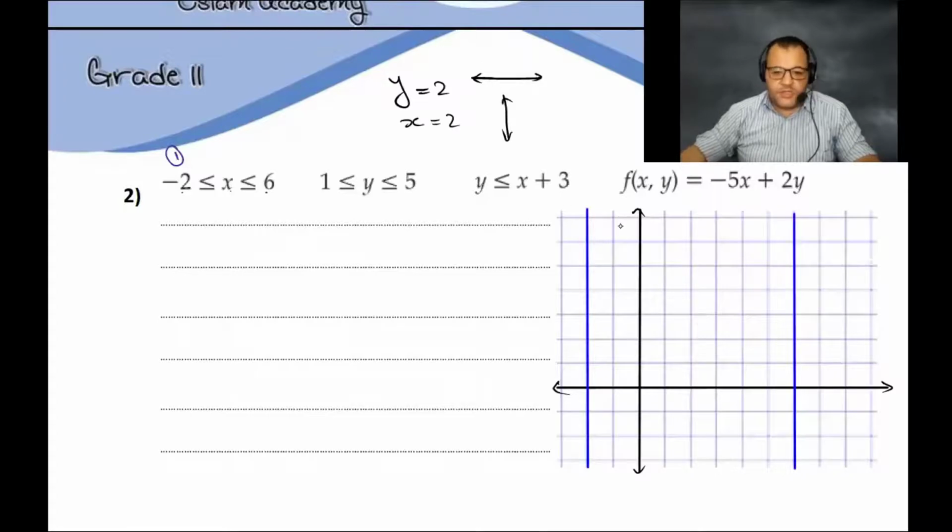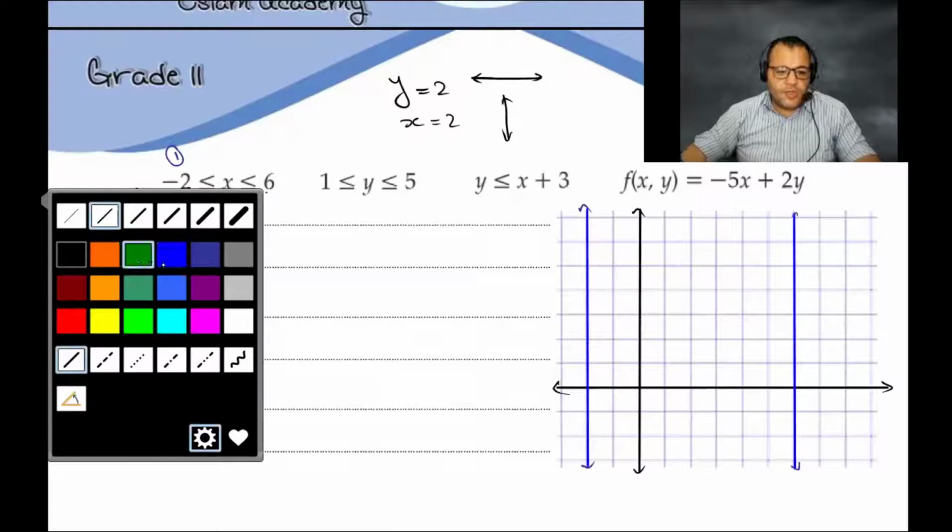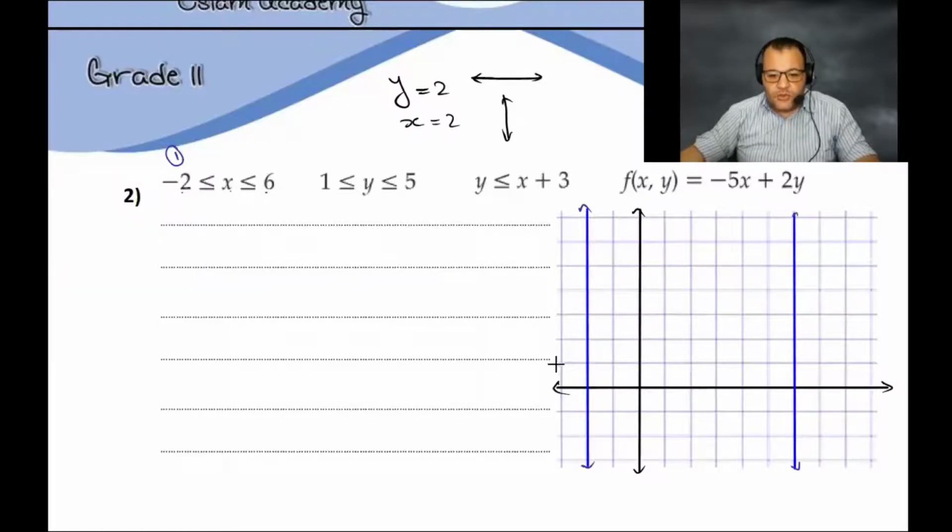Any problem for the first inequality? When I say x equals, it must be a vertical line. But when I say y equals, it must be a horizontal line. So that's the second one: 1, 2, 3, 4, 5. From the graph, it will be bounded. Which part will be the shaded part? The common region between them, this rectangle. Yes.